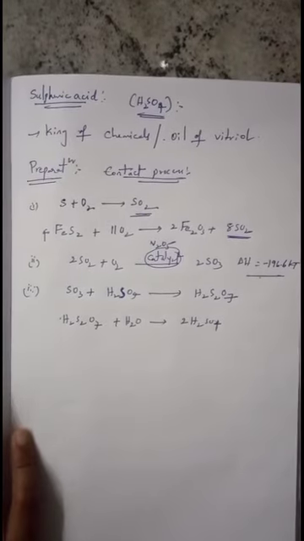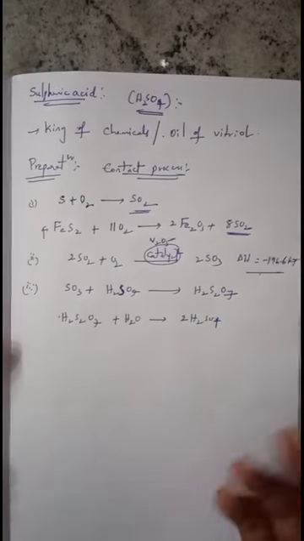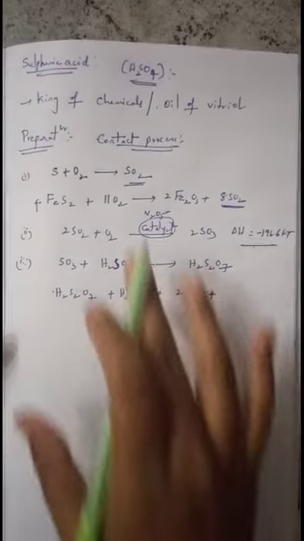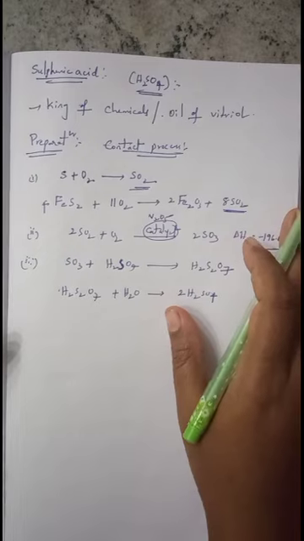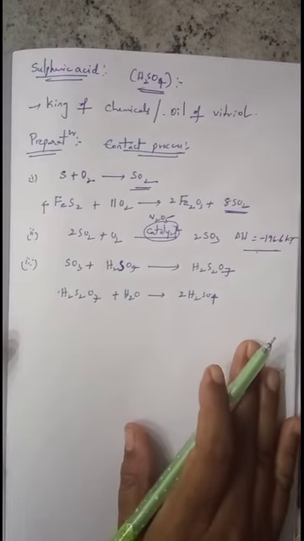This sulfuric acid has several chemical reactions. It can undergo reaction with metals and non-metals. Okay, that is about the chapter on 16th group elements.